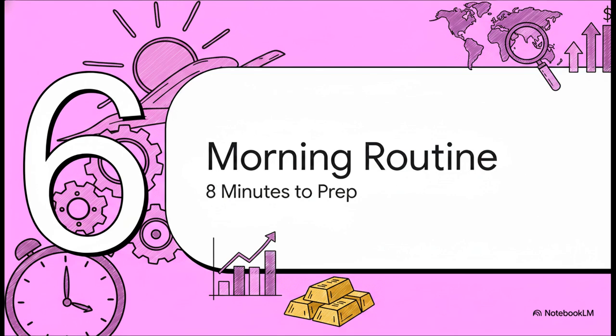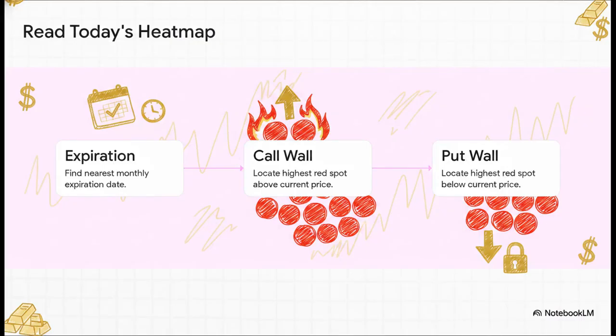Let's move to Section 6 and tie all this together. I want to give you a highly actionable 8-minute morning routine that you can, and honestly should, start using tomorrow before you place a single trade. Step 1 of your routine takes just a couple of minutes. Open up your options platform, look at the nearest monthly expiration, and find the current price. Then, simply look up to find the brightest red cluster. Boom, that's your call wall, your ceiling.